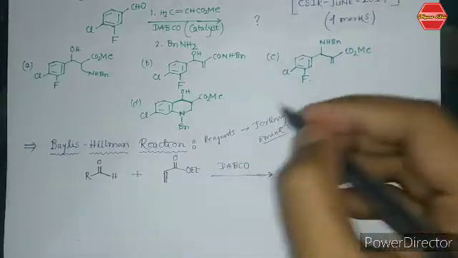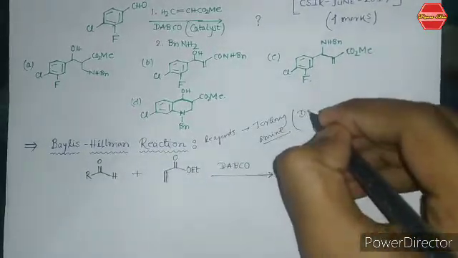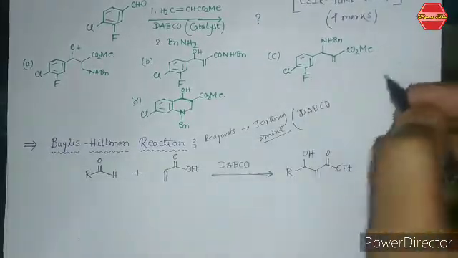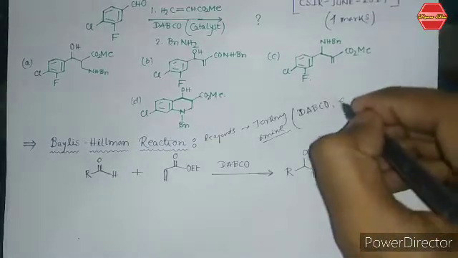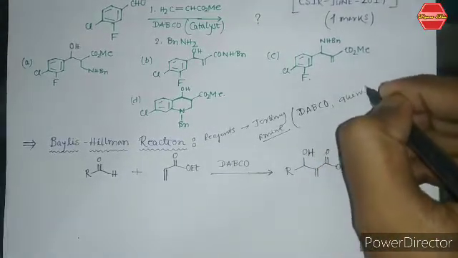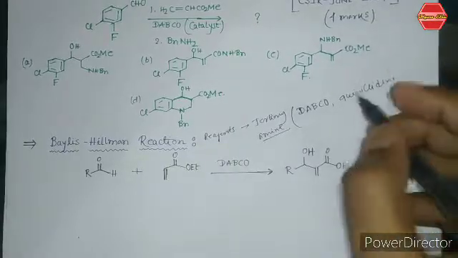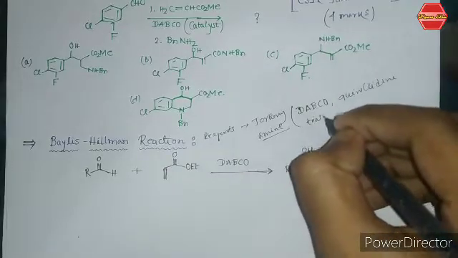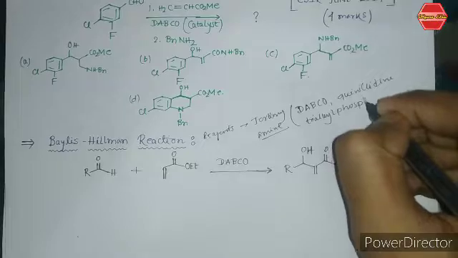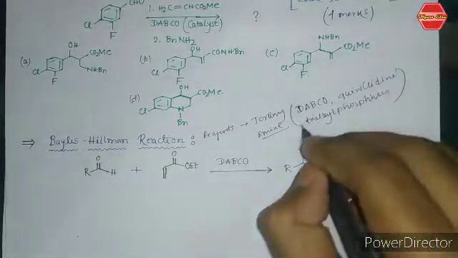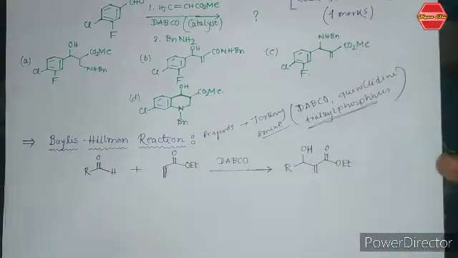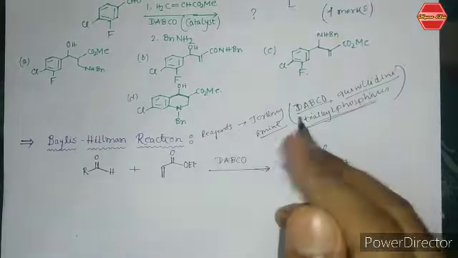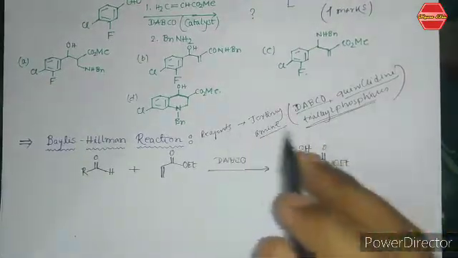In most cases, DABCO is basically used for this type of reaction, or maybe quinuclidine, which is also a large, bulkier tertiary amine base, or in some cases trialkyl phosphine is also used. This is not a tertiary amine, this is a trialkyl phosphine derivative. These two are the tertiary amines. This is the type of reagent used for the Baylis-Hillman reaction.